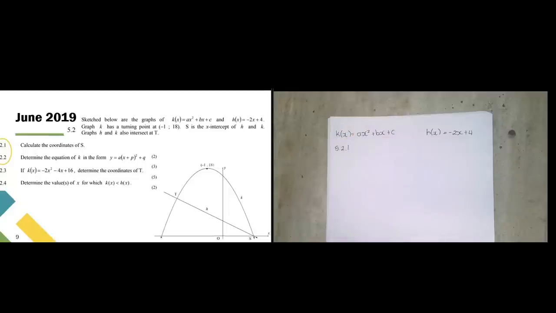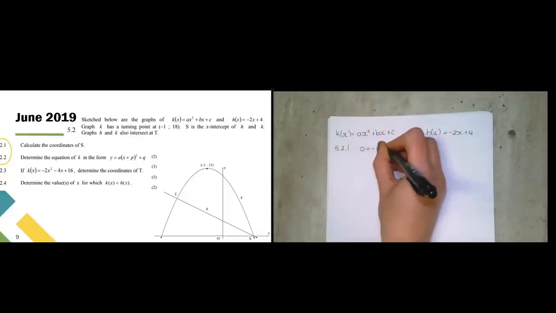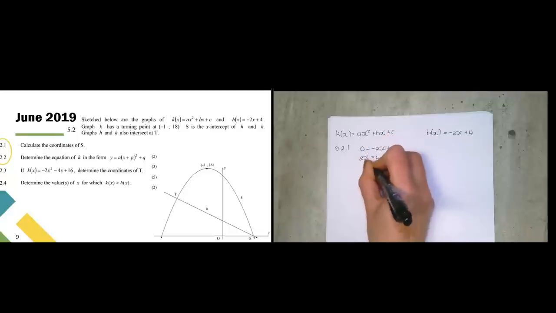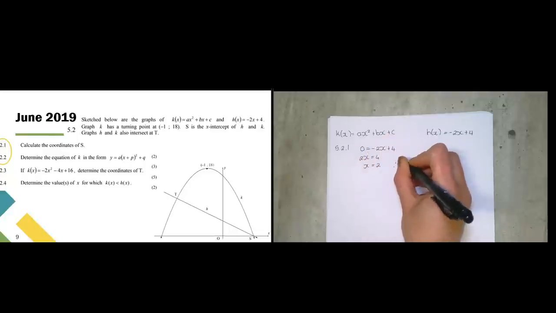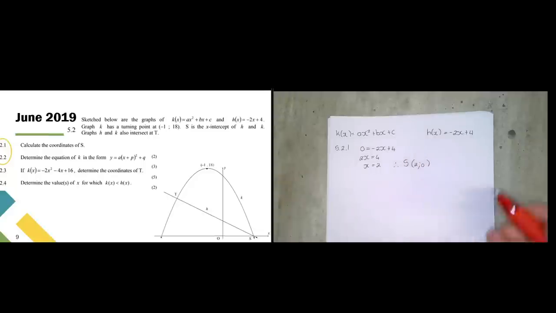5.2.1. Calculate the coordinate of S. Now, there's two ways you can get the coordinate of S. Remember, they said S is the x-intercept of both the k and the h graphs. You've got the complete equation for the h graph. So how do I calculate the x-intercept again? I make y equal to 0. So I'm going to say 0 equals negative 2x plus 4, which means 2x is equal to 4 and x is equal to 2, which means S is the coordinate (2, 0). Two marks. A mark for making the equation equal to 0, and then a mark for writing down the S coordinate.